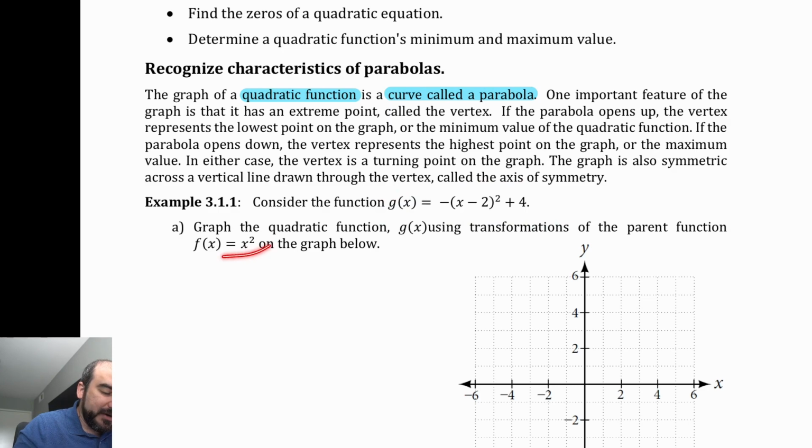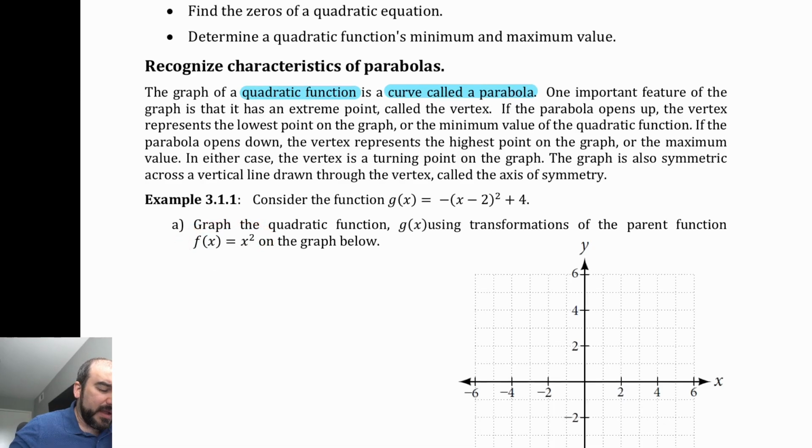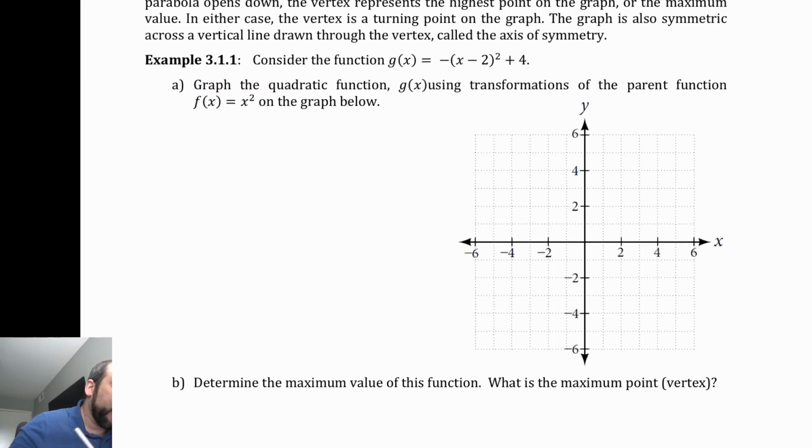We know the parent function, y equals x squared, or f of x equals x squared. We should kind of know how the shape of that one goes. So I'm going to draw y equals x squared with a dashed line, which would go through 0, 0, through 1, 1, and negative 1, 1, and 2, 4, and negative 2, 4. So it'll go through those points. That is the parent quadratic function, y equals x squared.